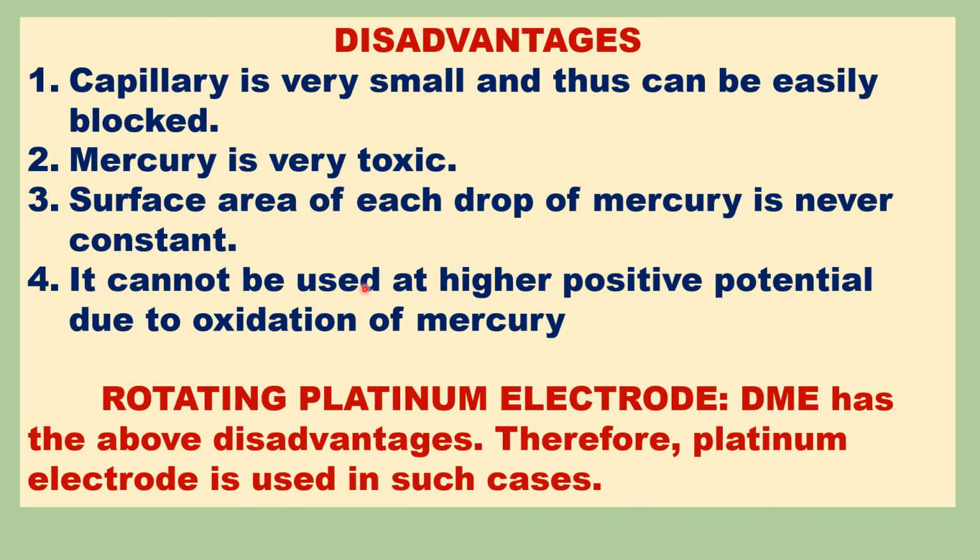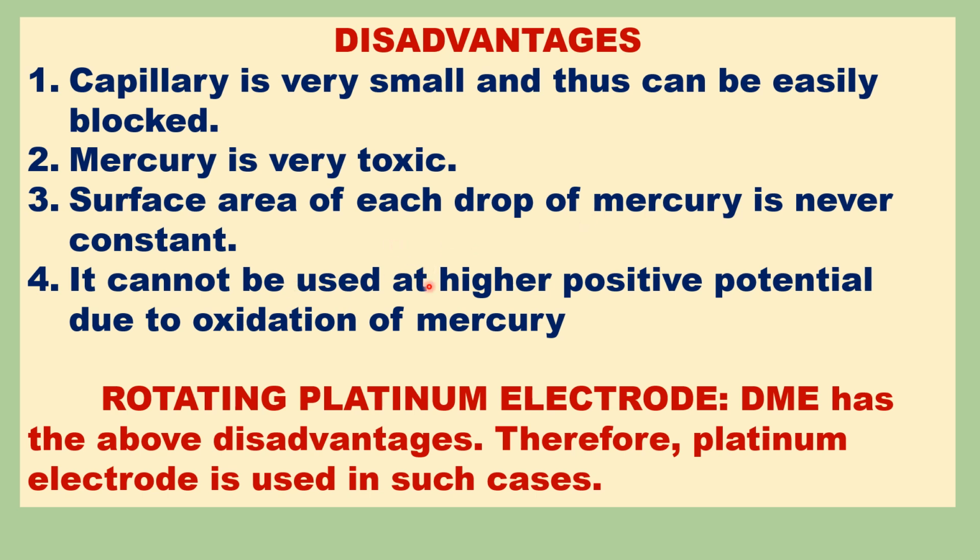If there are advantages, then there are disadvantages. What are the disadvantages of polarographic technique? The capillary tube is very small. Thus, it could be blocked due to dust or so. Mercury is a very toxic metal. It is neurotoxic. Even in thermometers, it is nowadays not used. Ethanol is used instead. Surface area of each drop of mercury is never constant because of slight variation in each drop.